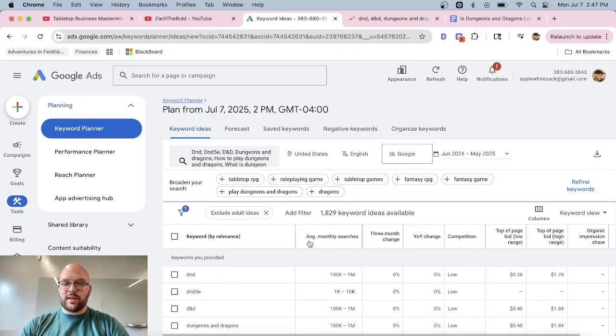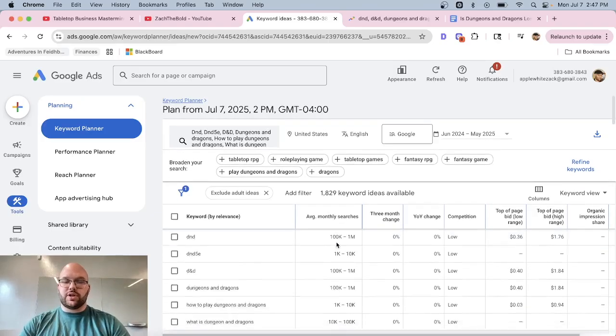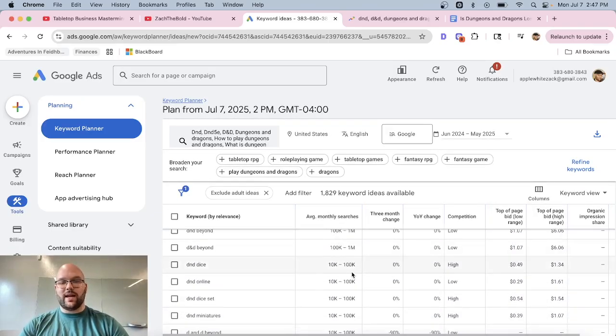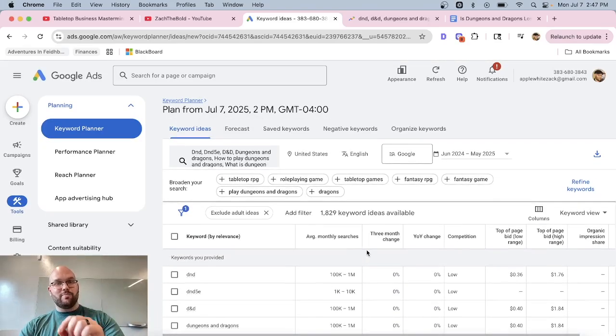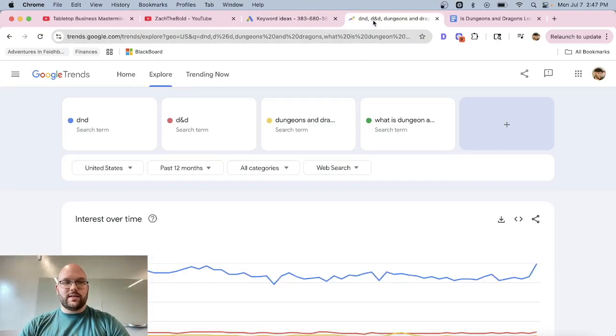The average monthly searches is just that. It's an average monthly search. So if something says between 10K and 100K, that's pretty broad. Same thing with 100K and 1 million. That's very broad. And it might be hard in this unpaid version to see the trend line. In a paid version, you can see the trend line, but we're working free today. I'm going to show you how you can skirt around that with the next tool, which is Trends.